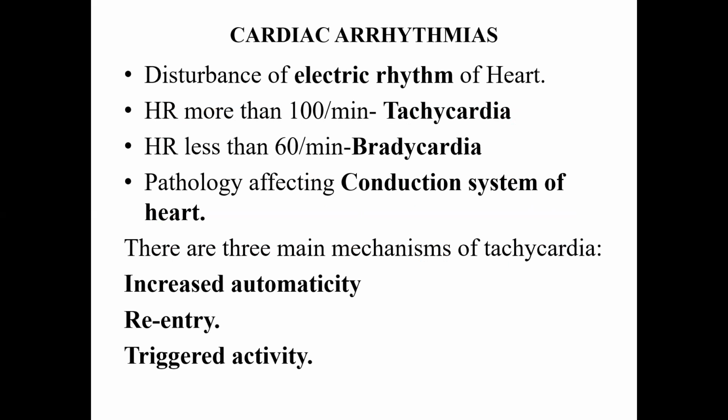So the normal heart rate is between 60 to 100 per minute. When it is more than 100, it is known as tachycardia. And when it is less than 60, it is known as bradycardia. So what is arrhythmia? Arrhythmia, when the pathology affects the conduction system of heart, it is known as arrhythmia. You all know about the conduction system of heart, which we were discussing in the first class.